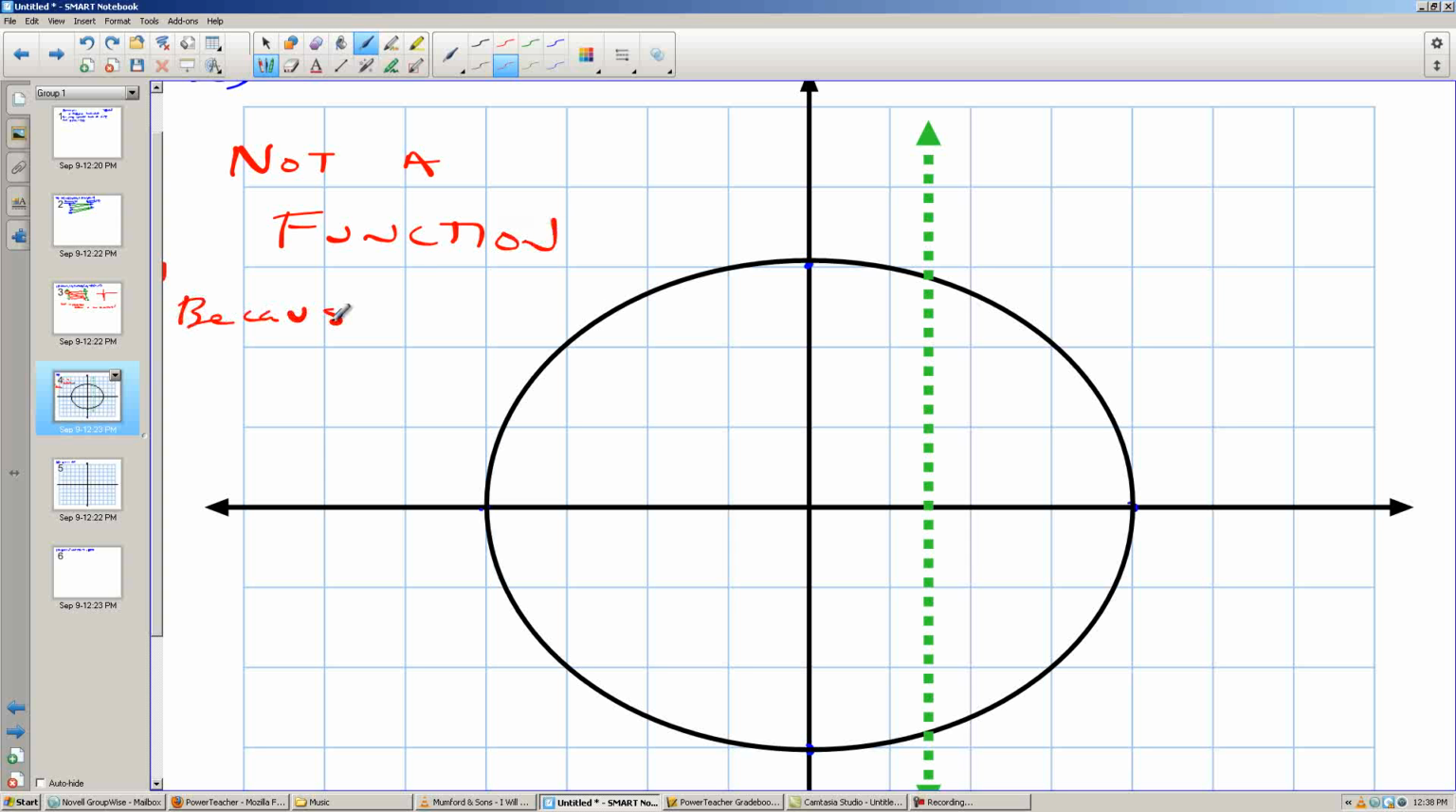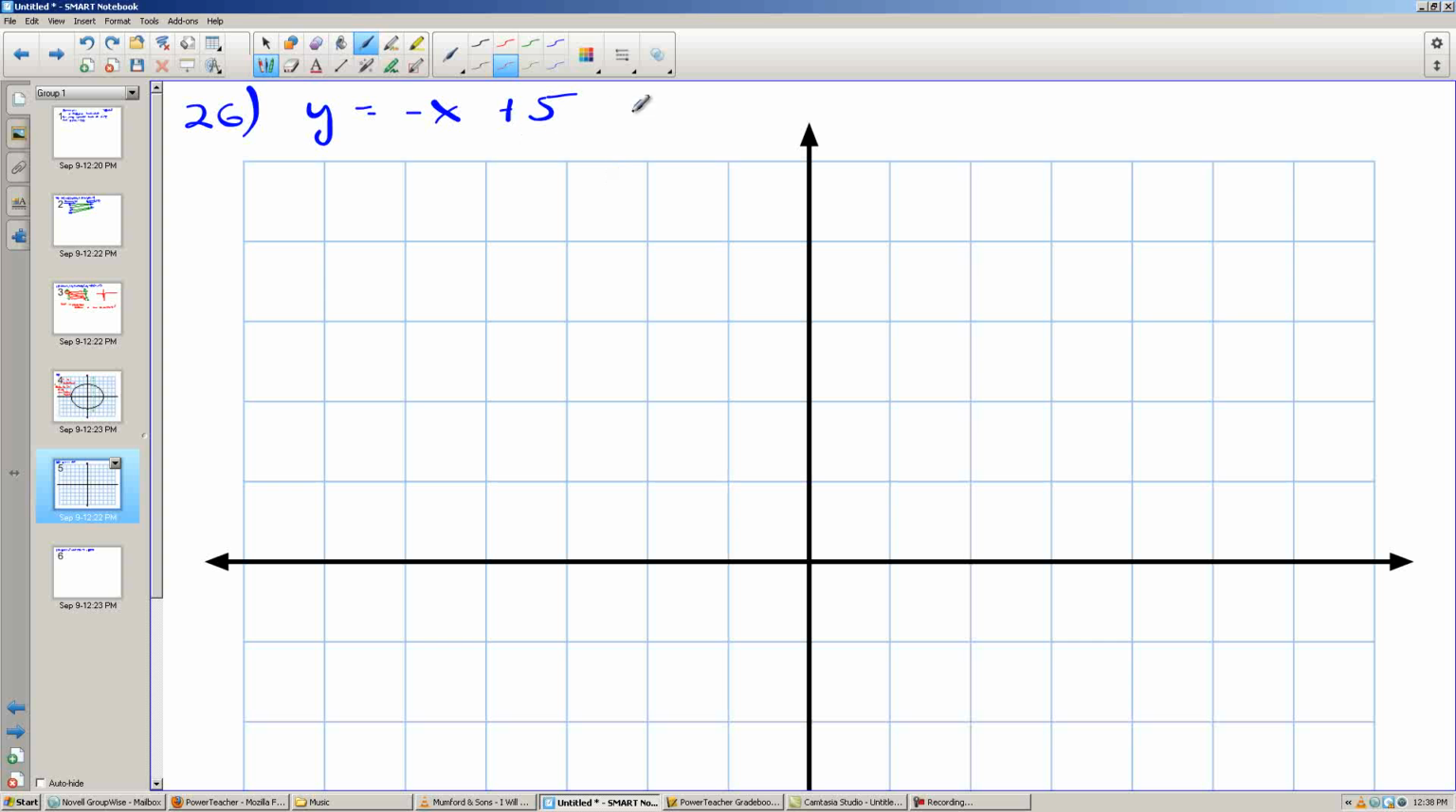And because it fails the vertical line test, okay? If it crossed only once, we would say it passes, and so it is a function. Just a couple other problems we need to look at.